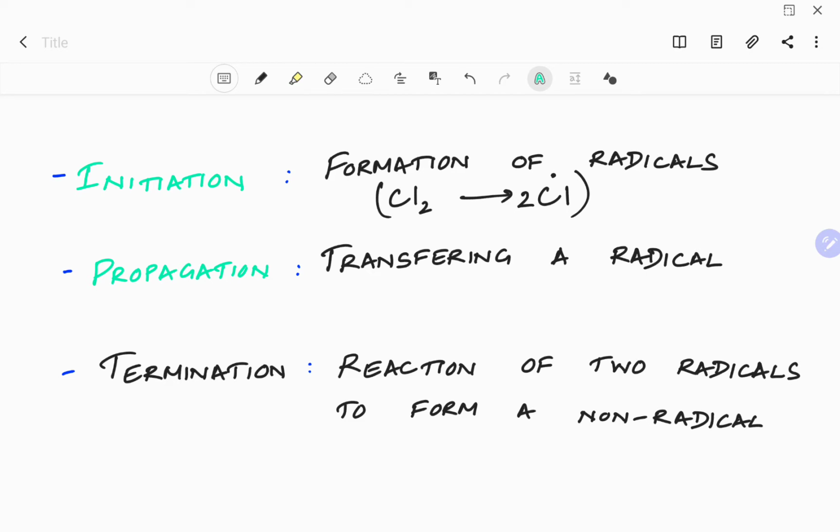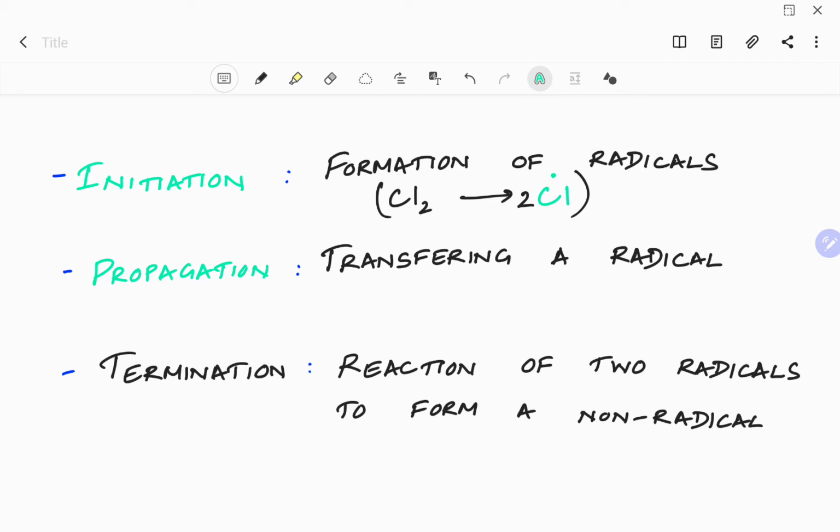The next step in radical reactions is called propagation. Propagation is where you transfer one radical from one molecule to another. You are planning on transferring this chlorine radical into an alkane, so that the alkane will be very reactive, and then hopefully it will substitute a chlorine. So propagation is basically the transfer of a radical from one molecule to another.